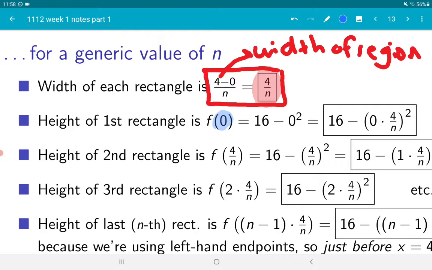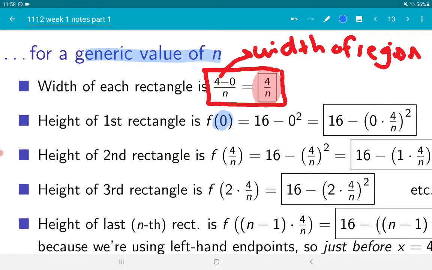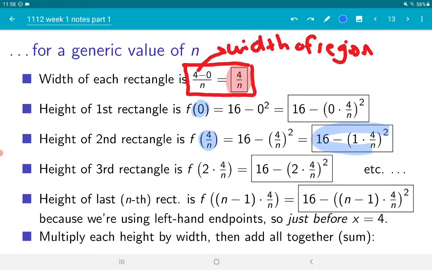What's the second value I'm going to plug in? Well, in my example back here, I plugged in x equals 1, because that was the next x value. But over here, when I'm thinking about a generic value of n, this little width of each rectangle tells me what the next x value is going to be. It's going to be just one of those. And so here I am plugging in x equals 4 over n into my function. And so there's that value right here. That's f of 4 over n.